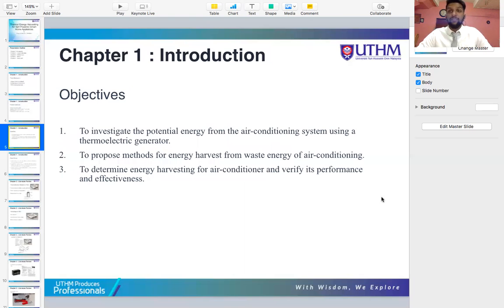Next will be my objective. The first objective is to investigate the potential energy from the air conditioning system using a thermoelectric generator, as what I've said just now. Second is to propose methods for energy harvest from waste energy of air conditioning.